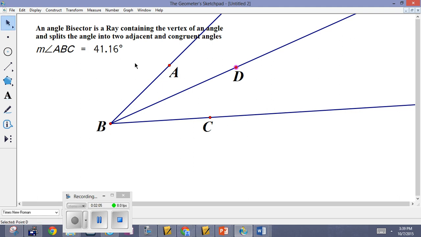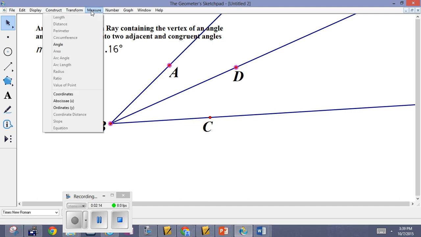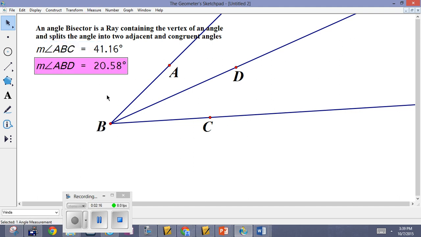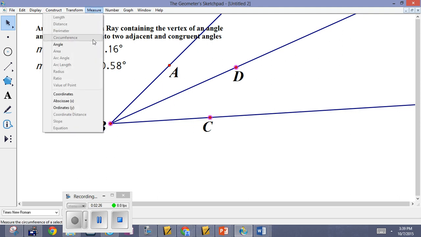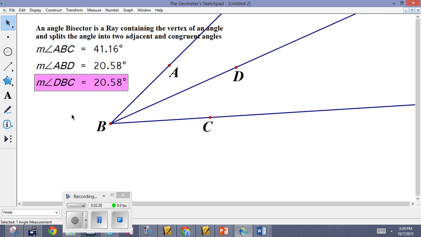To measure that, we'll select points A, B, D, and measure its angle. Then measure the angle DBC. That should be the same as ABD. Measure that angle, and sure enough, it's the same.